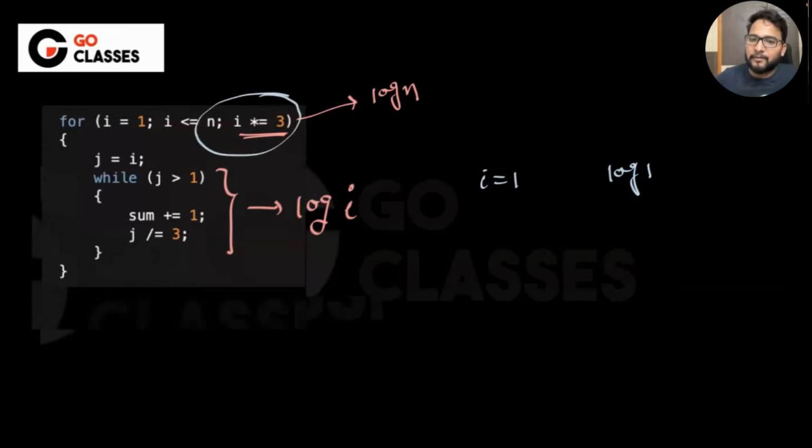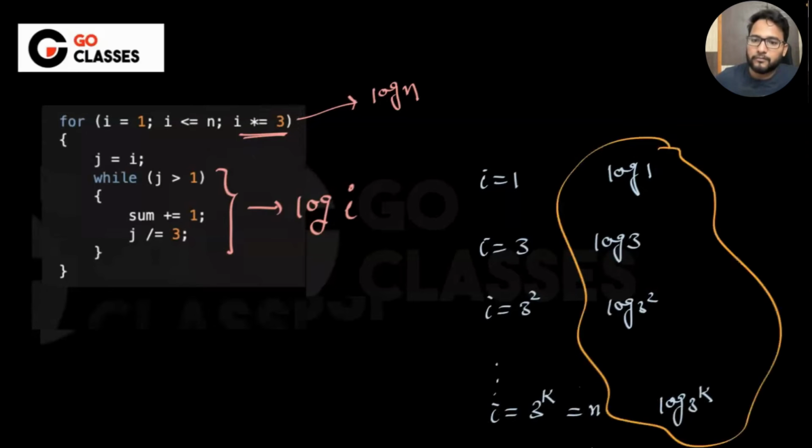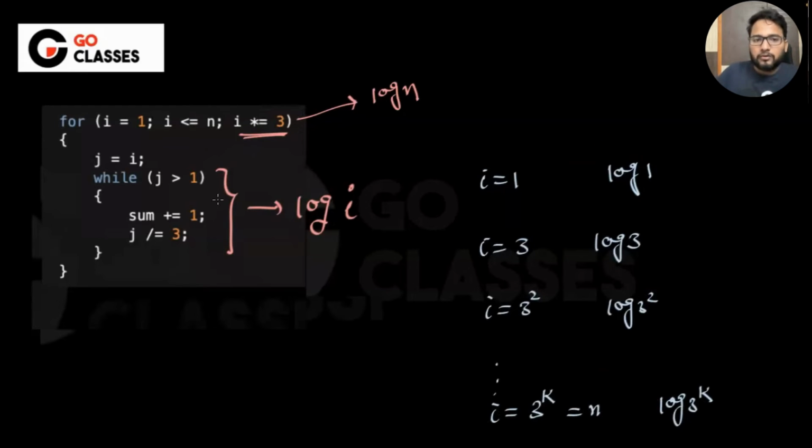Next time i will be 3. This is going to run log of 3 times. And next time i will be 3 square. This is going to run log of 3 square times. Next time i will be n. Let's suppose this is 3 power k, which is n. Then this is going to run log of 3 power k times. Then you need to add all of this, right? Okay, so I think I have done it.